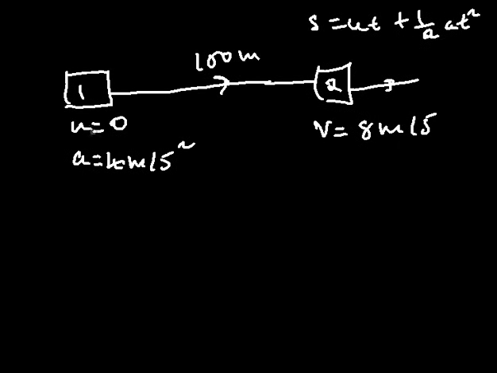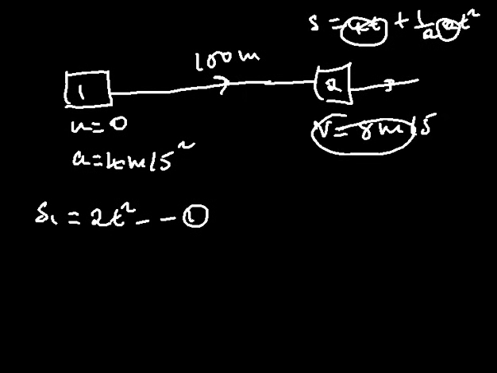Since object 1 is moving from rest, the ut term is 0, so we only substitute the acceleration, which is 4, and 4 divided by 2 is 2. Displacement s1 for object 1 will be 2t squared. That is equation 1. And since object 2 is moving at a constant speed, the acceleration is 0, therefore s2 will be equal to the velocity, 8, times t, which is 8t. That is equation 2.